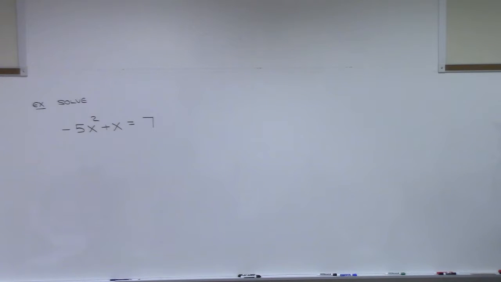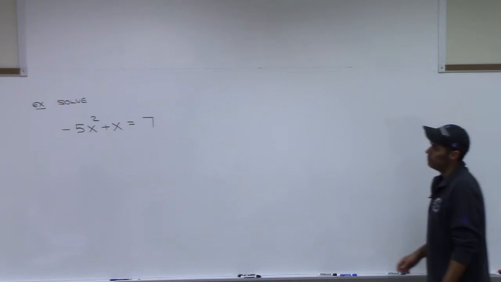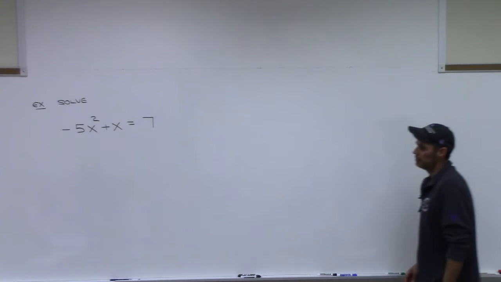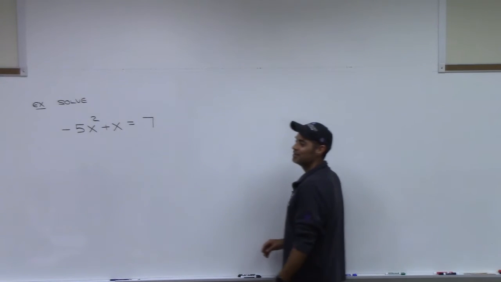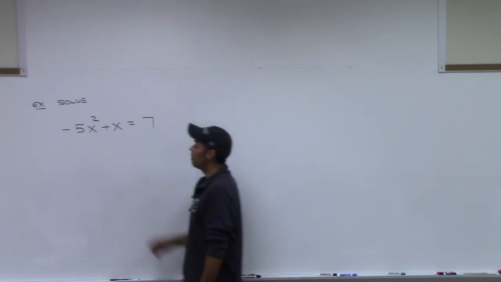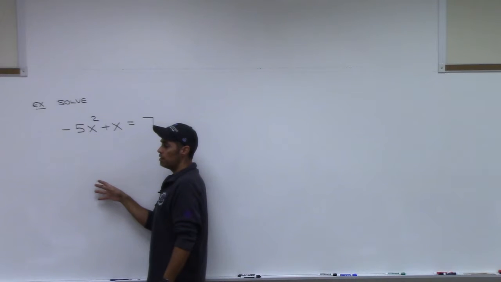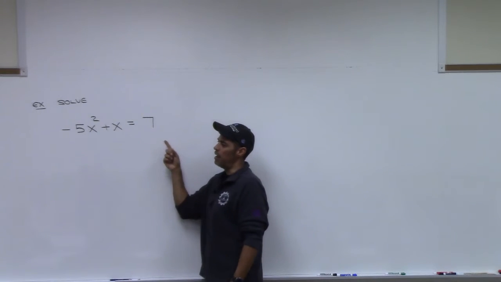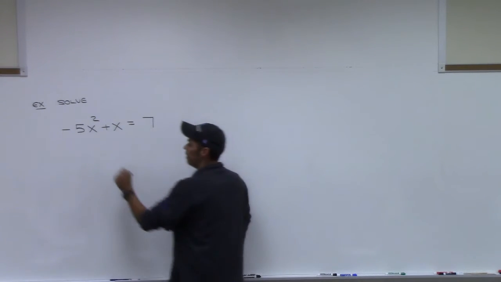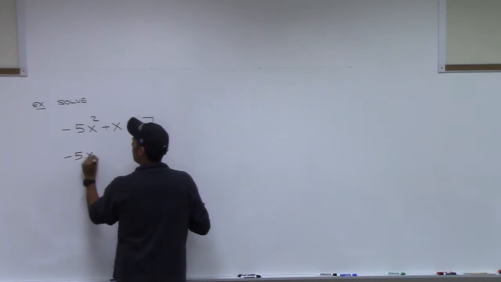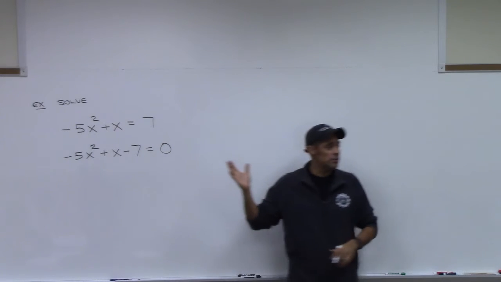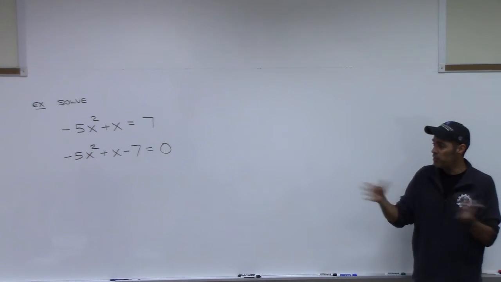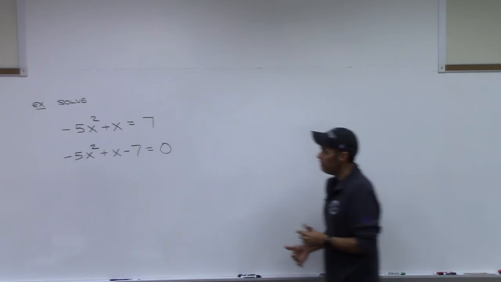Macy? What first? Okay, so you're wanting to get A, B, and C? What about the 7? Yeah, okay, so move it over first, right? So we're going to move it all over. Macy's doing this because she knows right away that it's a quadratic equation, so she knows she's going to need to move everything over and get A, B, and C.